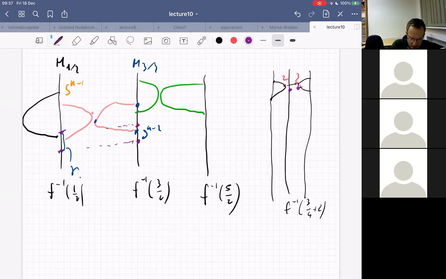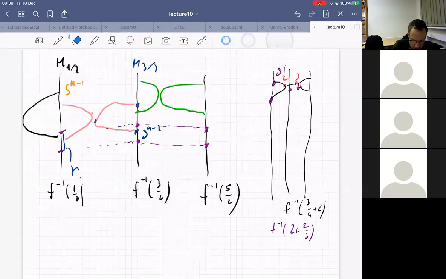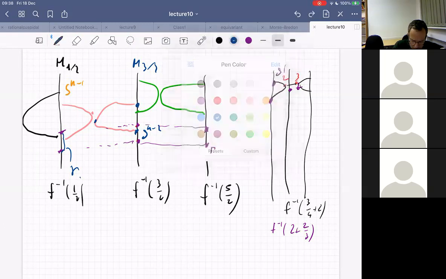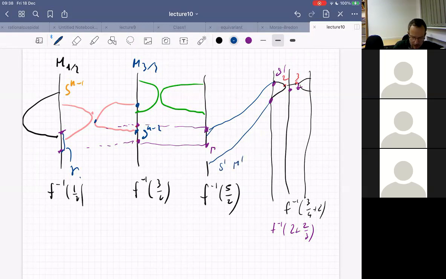But the key point is that I have here a sphere S1 at the level set, well, F inverse of 2 plus 2 over 3. And I have another sphere that is at this, or maybe I can also flow this sphere. So I have here my sphere gamma, and I have here another sphere that is the stable manifold. Let me call it gamma prime. Gamma prime is the stable manifold.